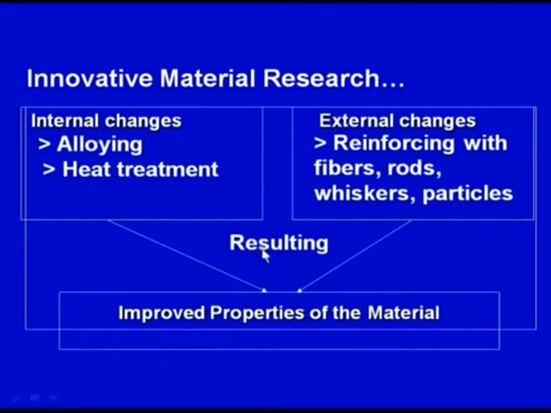A new material is developed primarily to improve the properties of the existing material. So whenever we have a material, and we want to convert that material into a material which has better properties, we will do some internal changes and we will do some external changes. In internal changes we can do alloying, we can do heat treatment. In case of external changes, we can do reinforcing with fibers, rods, whiskers and particles.